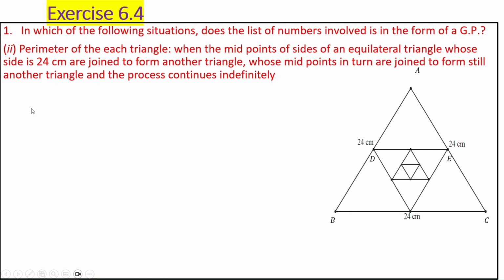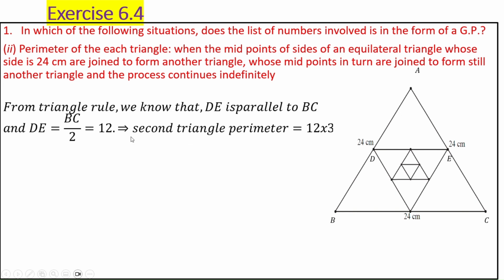So the question is whether the perimeters of the triangles form a geometric progression. Let's check. From the triangle rule we know that if you join the midpoints of two sides of a triangle, then it is parallel to the third side. So DE is parallel to BC, and DE is also half of BC, which means DE is 12. So the inside triangle has a side of 12 centimeters.